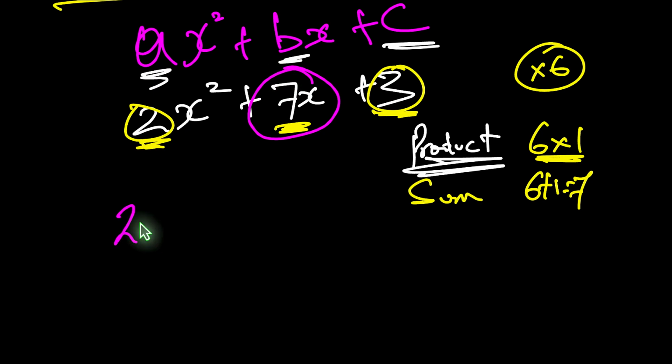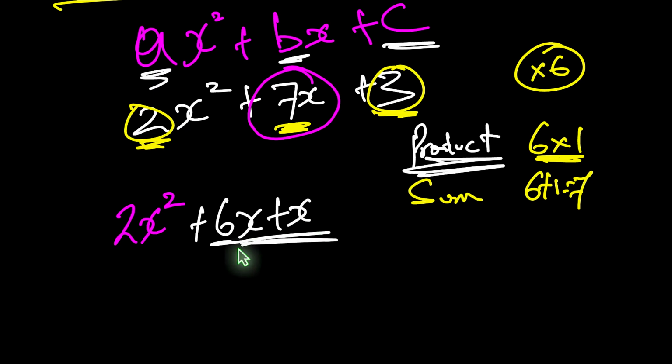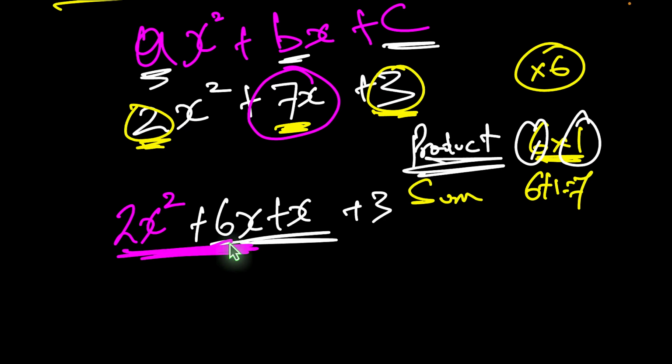So it's going to be 2x squared. Now I'm going to replace the 7x, so plus 6x and plus x. Why 6x and x? Because 6 is one of our numbers and 1 is one of our numbers. So 6x plus 1x and then plus the 3 at the end. And this now is going to come right back to what we just did, where we're just going to factorize the first two and the last two.